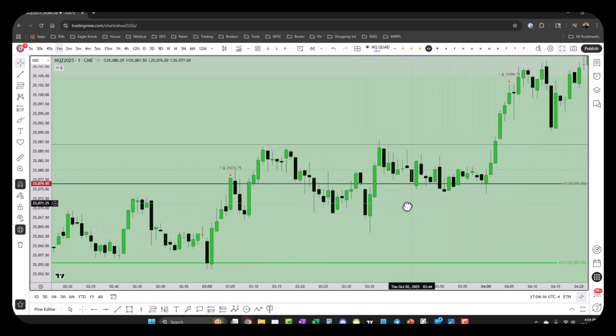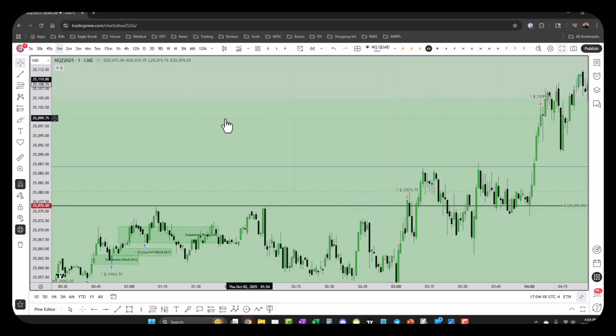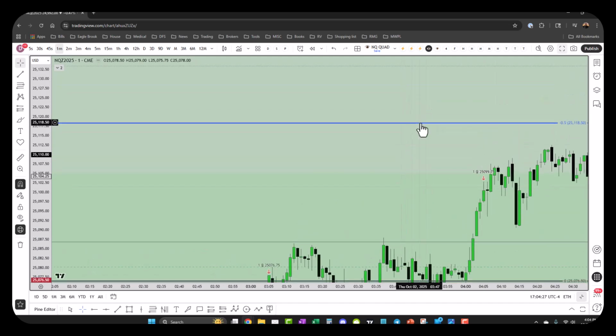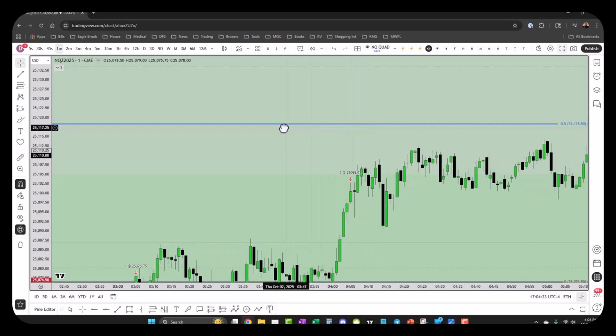Consolidated through. Oh, and then look, we're moving. 25,100, big figure. Exited one tick before it, 25,099.75. There's our second target, or third target, at negative 0.5 standard deviation, 118.50.